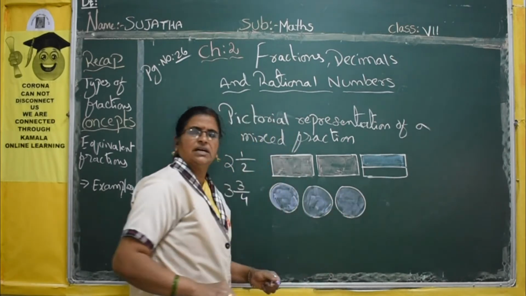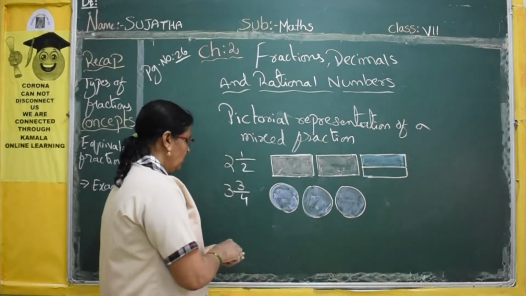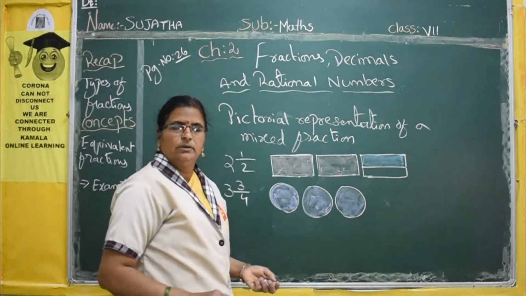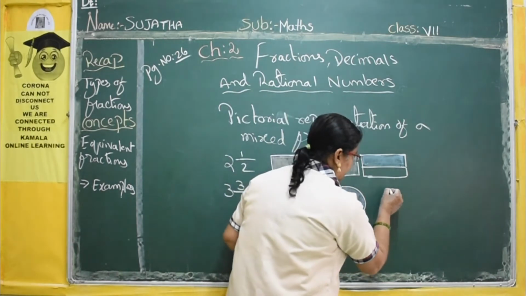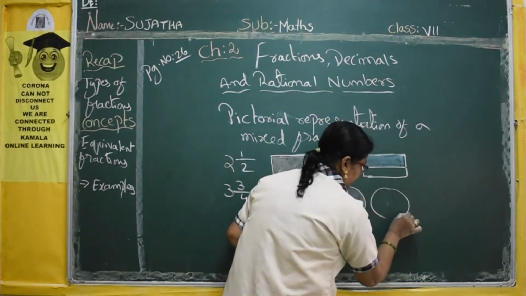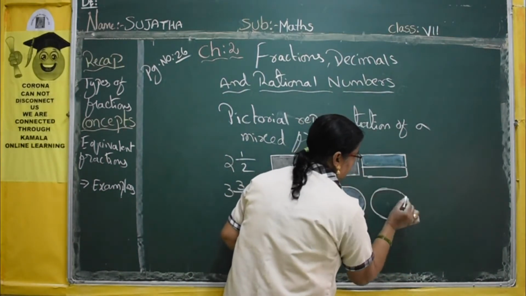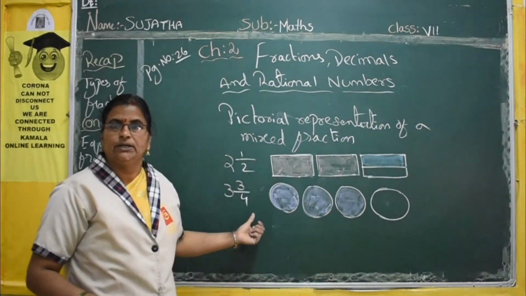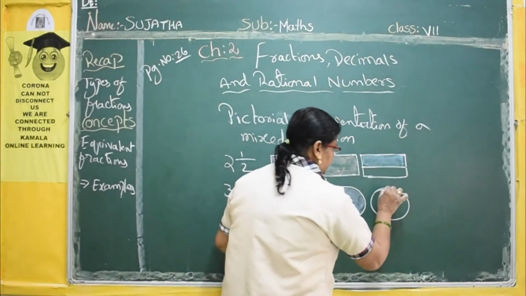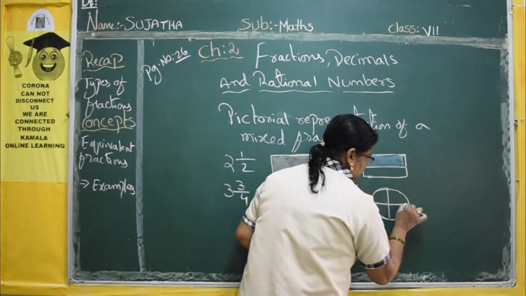Okay, ma'am, 3 circles you shaded. Now, what about the 3 by 4 in proper fraction? Again, I will take one circle. Now, what will I do? First, I will make the circle into 4 parts.